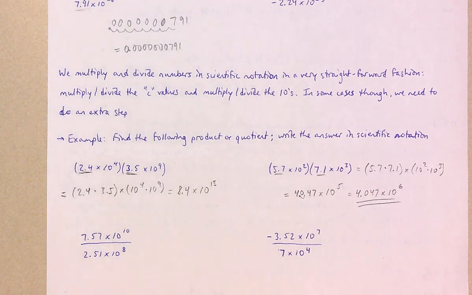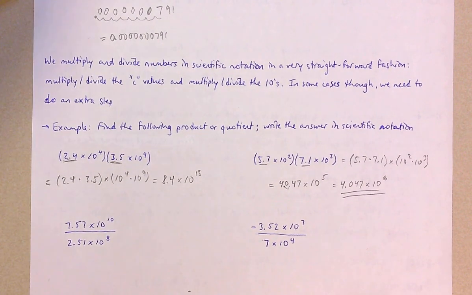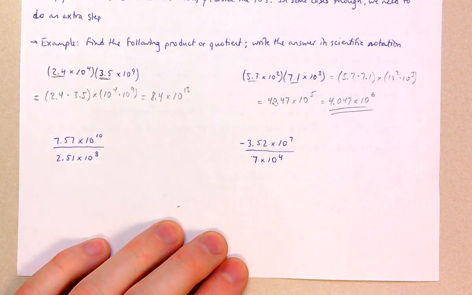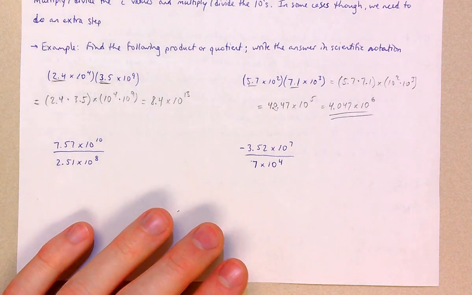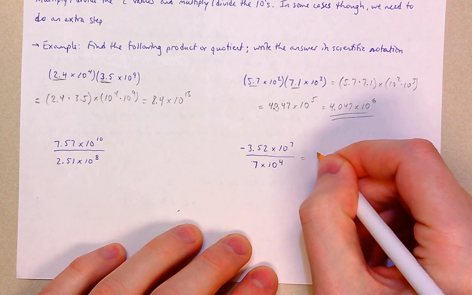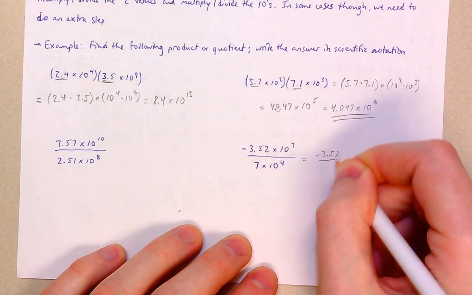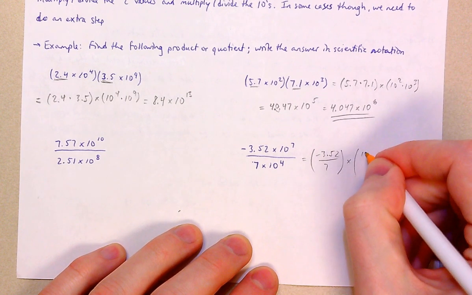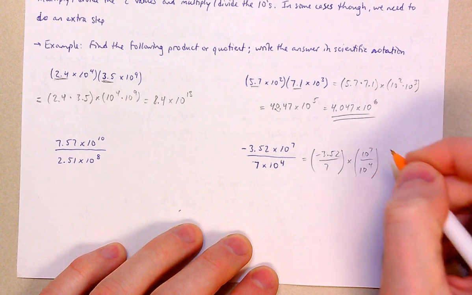Okay. We'll do the 4th one here. I'll let you try the 3rd one on your own, and we'll go through that in class. So negative 3.52 times 10 to the 7th divided by 7 times 10 to the 4th. Well, similar to the previous couple problems, when we were multiplying these numbers, we multiplied the C values. Here we're going to take the quotient of the C values. Negative 3.52 divided by 7 times, and then the 10 to the 7th divided by 10 to the 4th.